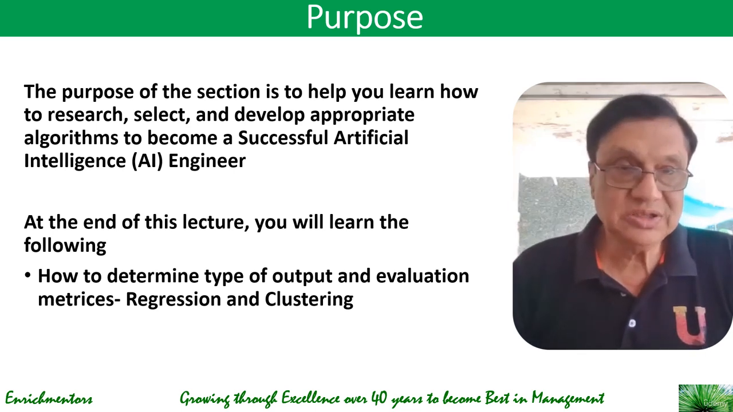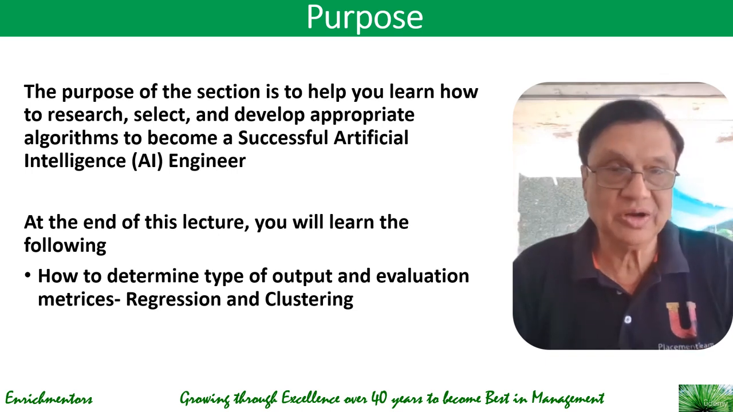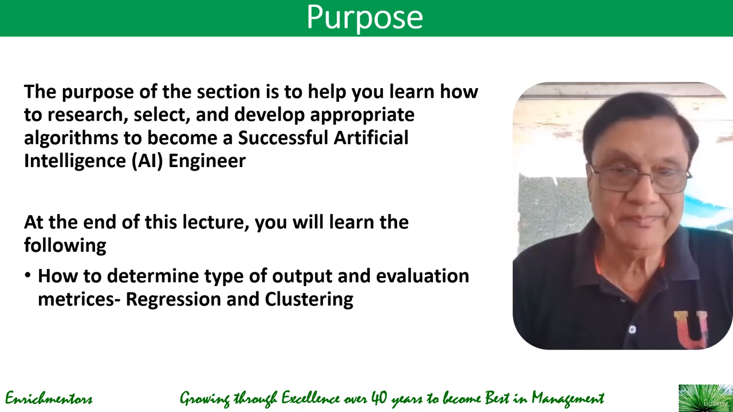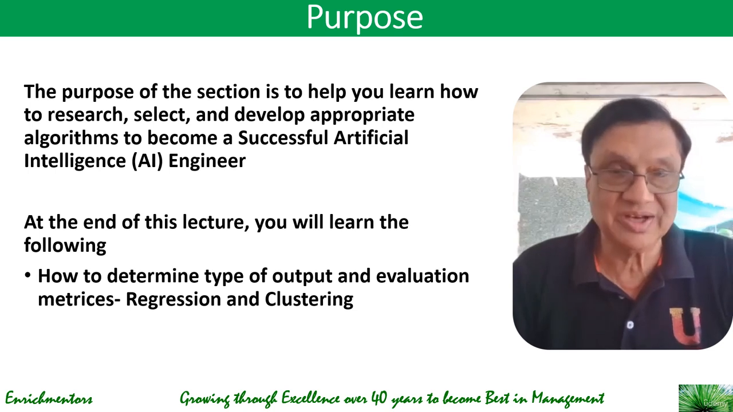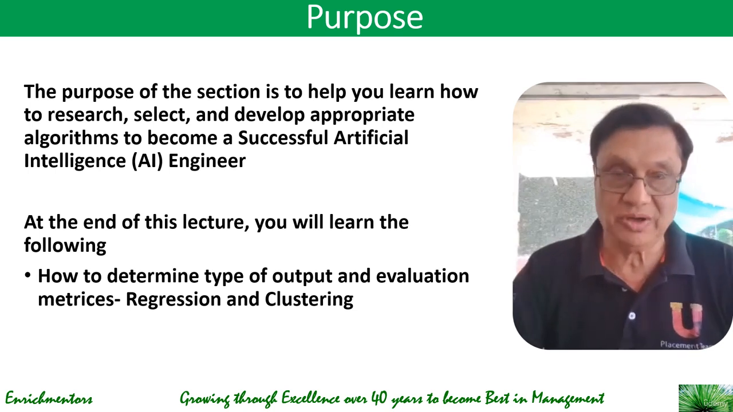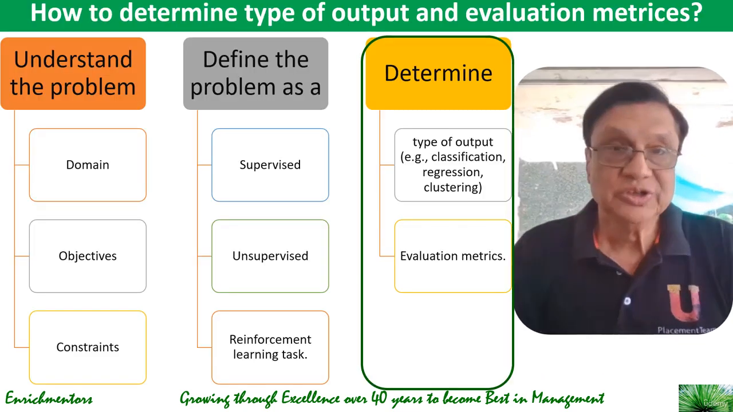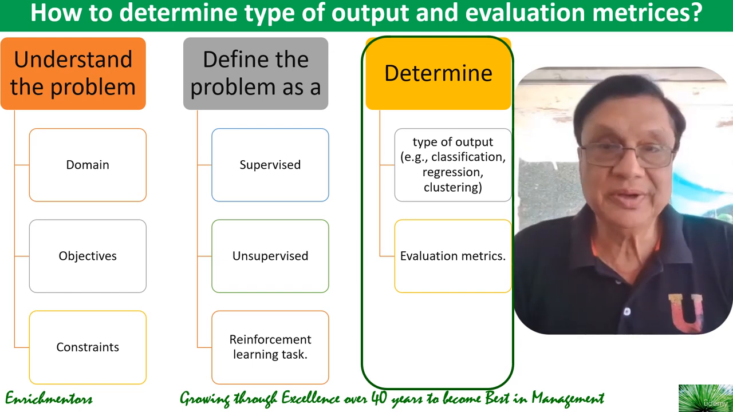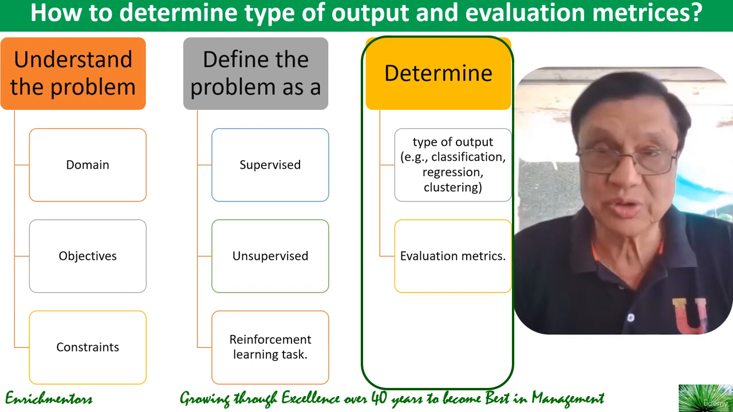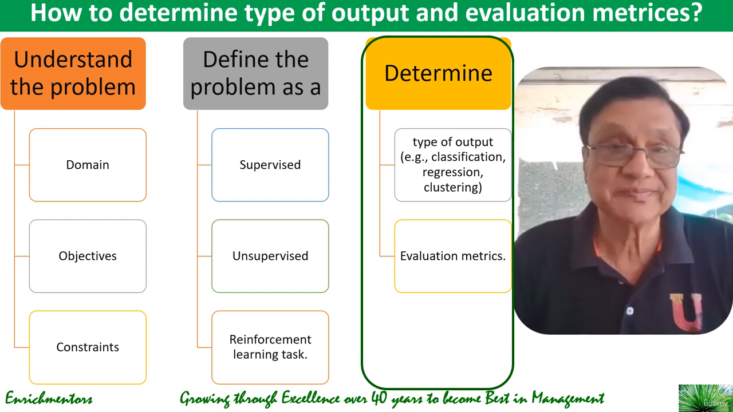So in this particular lecture, as a part of how to research, select and develop appropriate algorithms, we will talk about how to determine the type of output and evaluation metrics, specifically for regression and clustering type of outputs. So how do you think you can determine regression and clustering type of outputs and the corresponding evaluation metrics? Any thoughts?